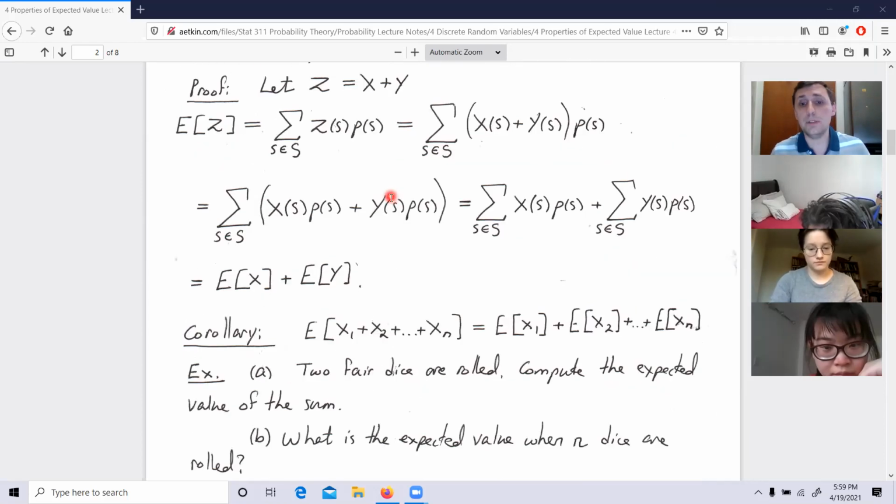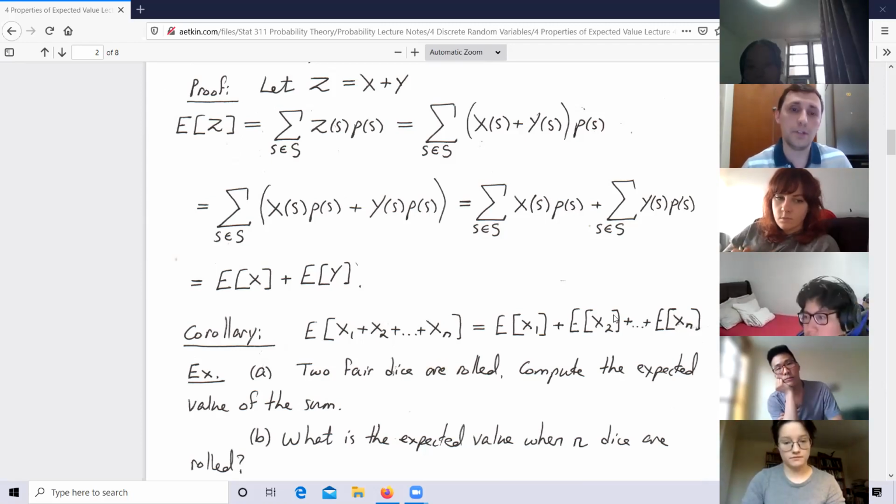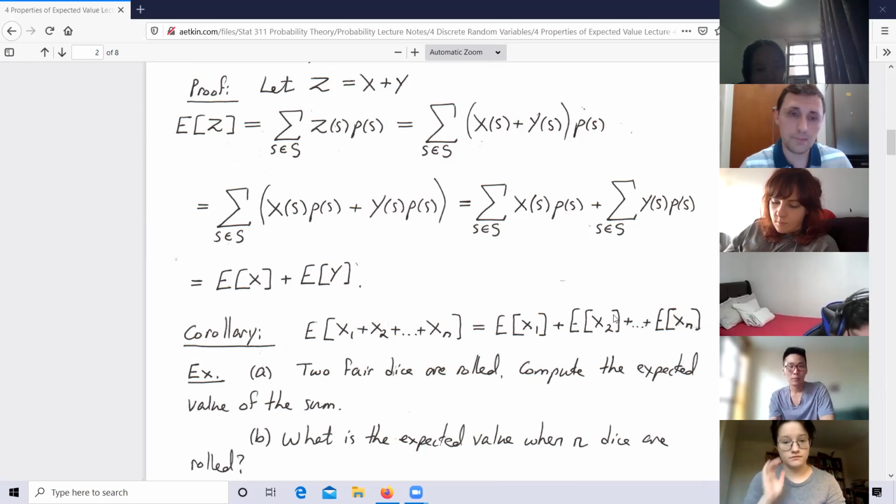Here is a simple application, guys. Two fair dice are rolled. Compute, please, the expected value of the sum. Right? What is going to be the average sum that you will be getting on the dice?